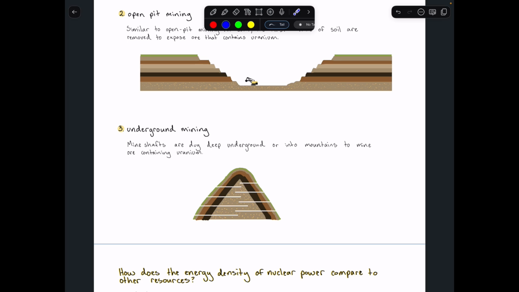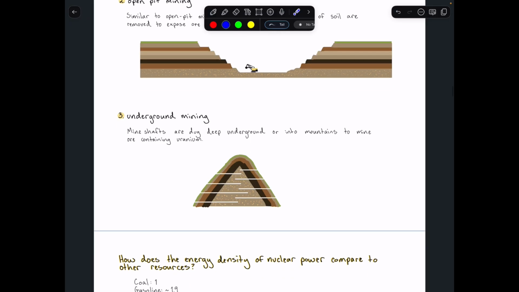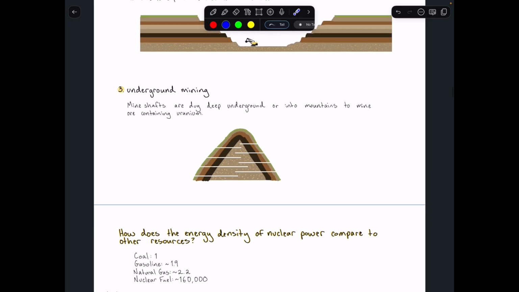So while refining and enriching uranium takes a lot of time and resources in comparison to coal mining, and then drilling and fracking for natural gas, uranium has a lot more energy in it than any of the fossil fuels. So in order to compare the energy densities, I took a look at the University of Calgary's energy education website to find the energy density comparison between different energy resources. And so here in this example, I'm not using units, I'm just using it as a general comparison.